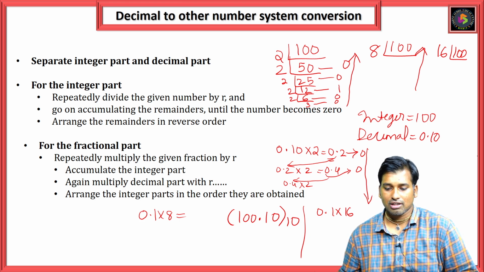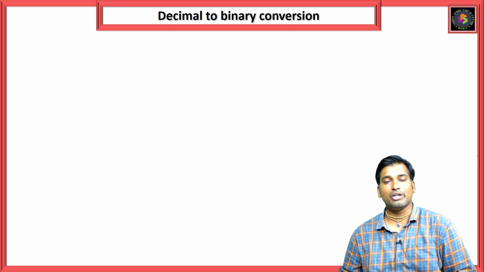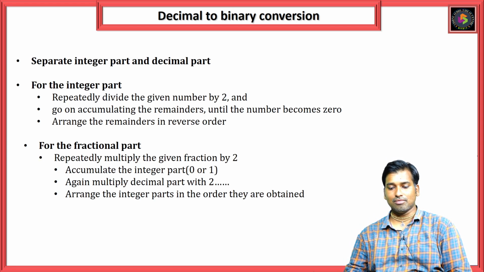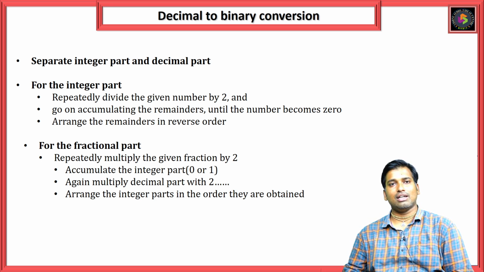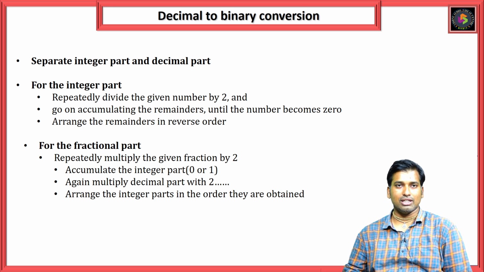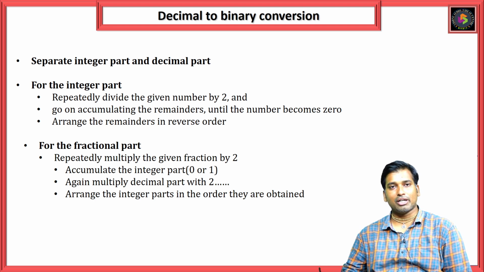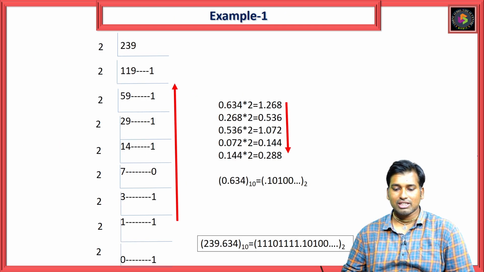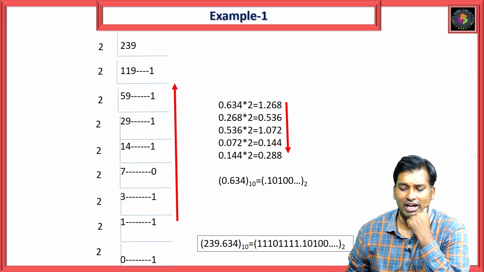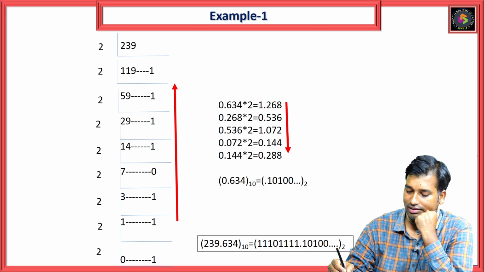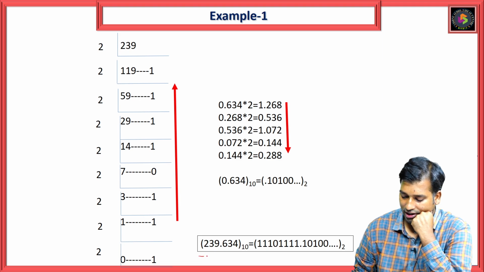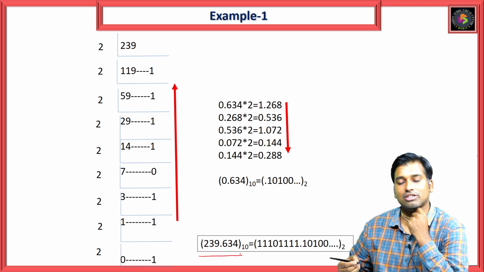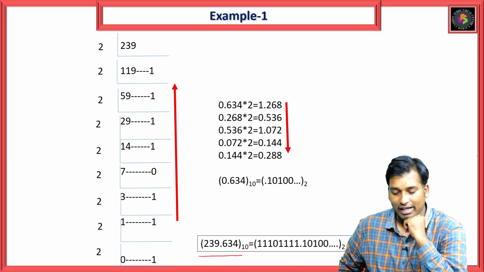more examples clearly of how we do this in the decimal to binary number system. Everything is the same here, except now we are dividing by 2 in the case of the integer part, and multiplying by 2 in the case of the fractional part. If you see this example, we have a number. This is the case in which we are converting 239.634 base 10, which is decimal, to the binary number.